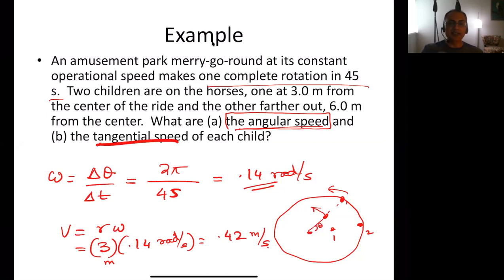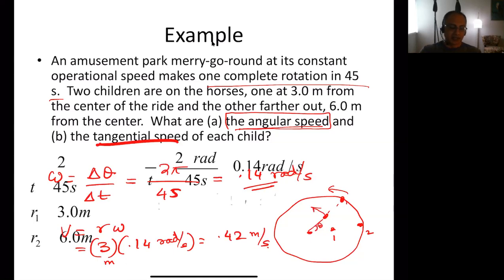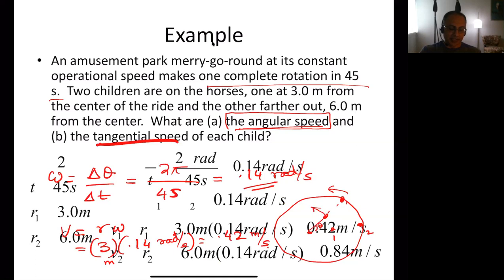And the other horse, which is at a greater distance of 6 meters, will have double that. It's going to be 6 times 0.14. So it's going to be double of that. Is that completely clear to all of you? All right. Okay, so this one was worked out over here on the slide.